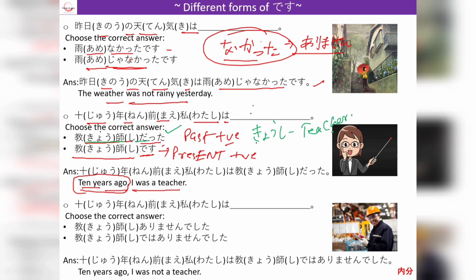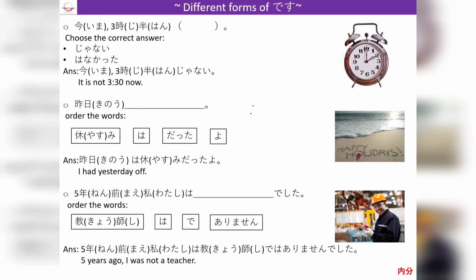And if I want to say I was not a teacher, then again we cannot use arimasen, which is a verb. So the correct answer will be kyoshi deva arimasen deshita. 10年前、私は教師ではありませんでした。We have some more exercises. Ima is now. Sanjihan is 3:30.